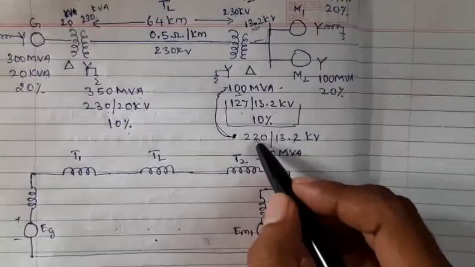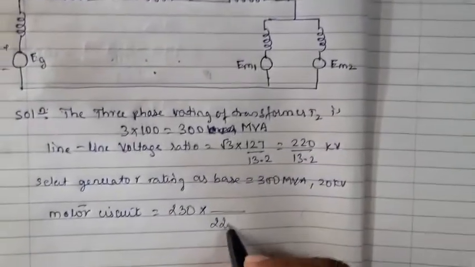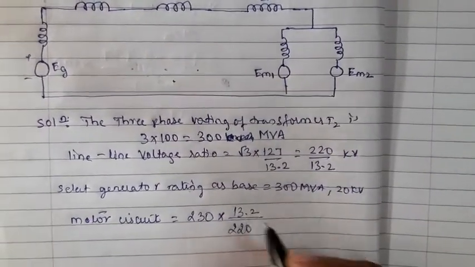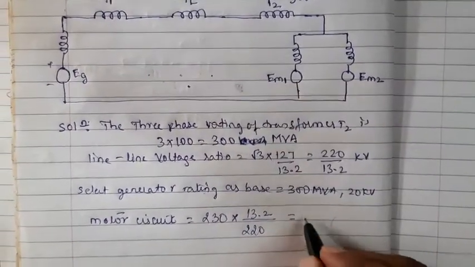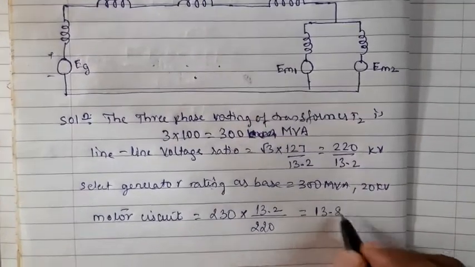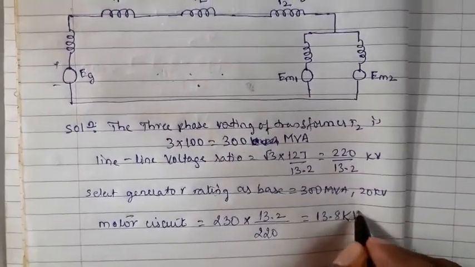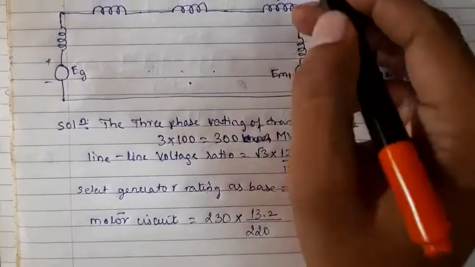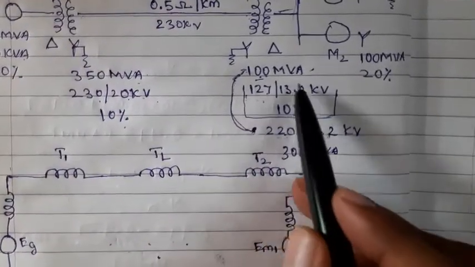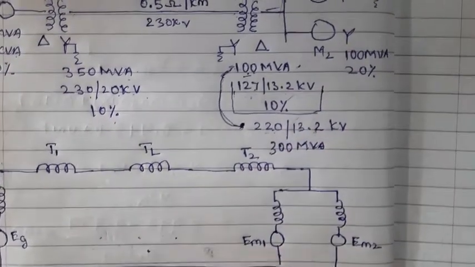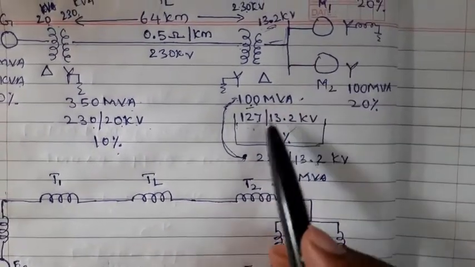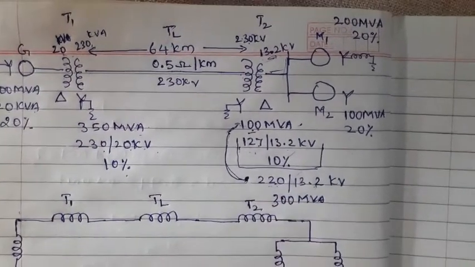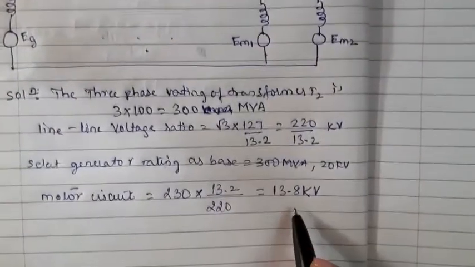What is the value we are getting? We are getting 220 upon 13.2. So what do we get? The new value, the motor value at which they are running, is 13.8 kV. They have not given this directly. If they had given it directly, we could use it directly in the formula and find it. But he has given it for the single phase, so again we have to convert it for the three phase to get these values.